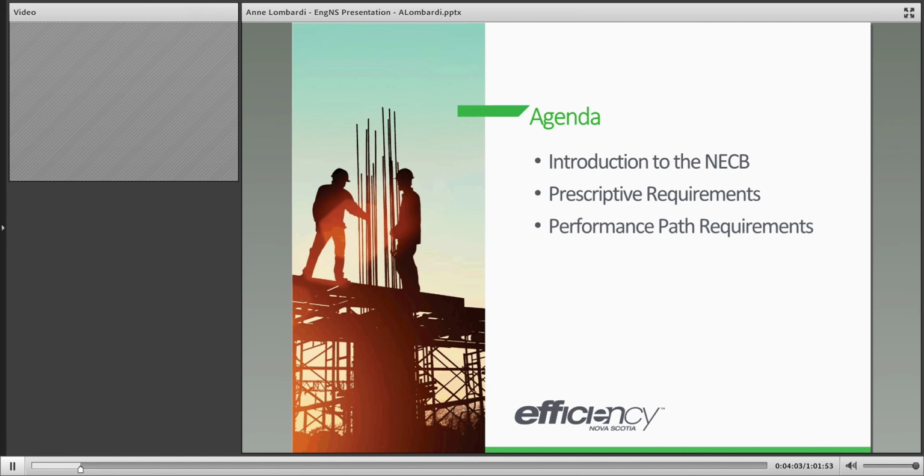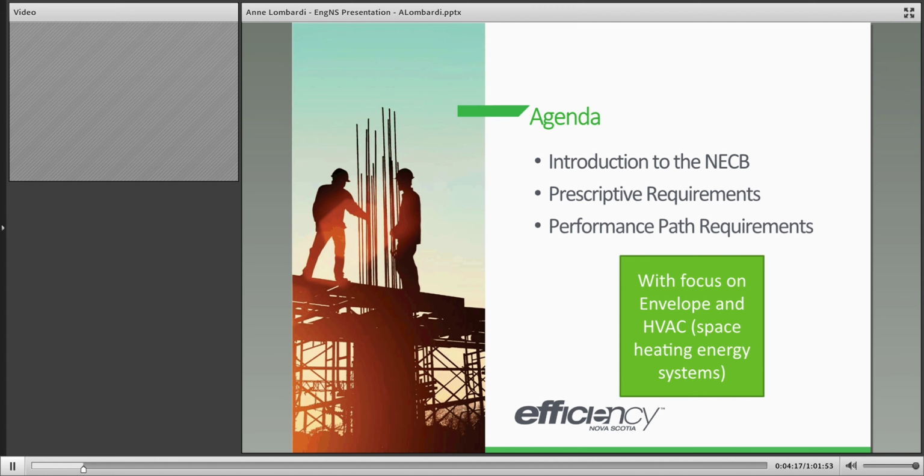A quick agenda: intro to the code, history, development, application, adoption. I will give an overview of prescriptive requirements and performance path requirements, though for both of these I'll be focusing on envelope and HVAC, as these are systems that pertain to space heating within a building. So if you're here for lighting, I'm sorry, that won't be part of the talk.